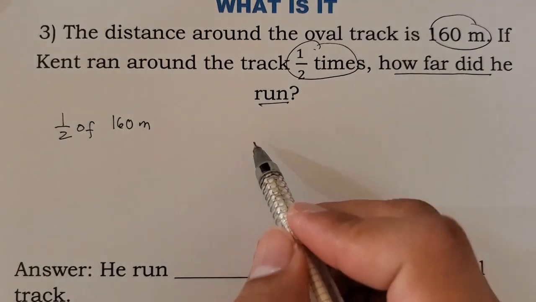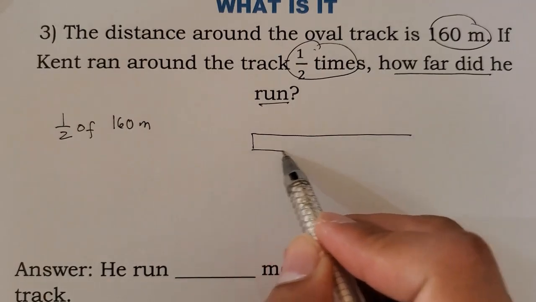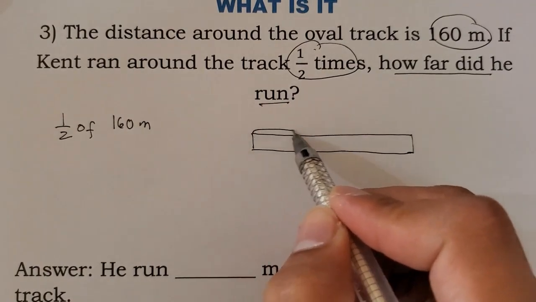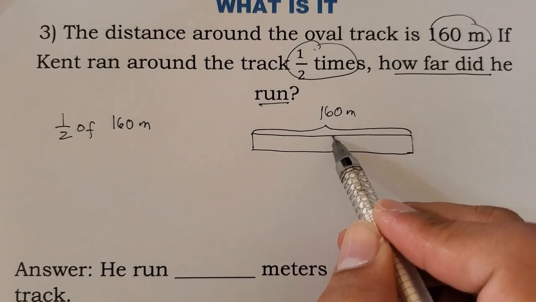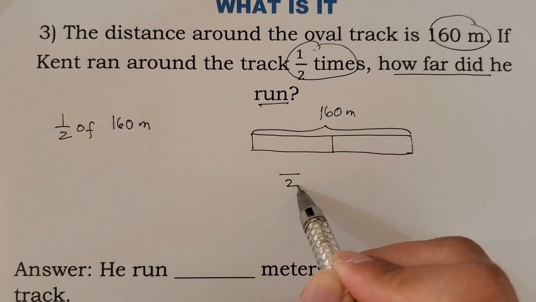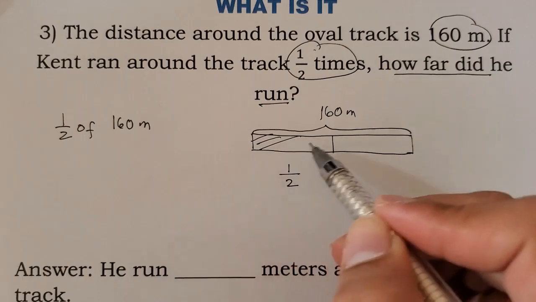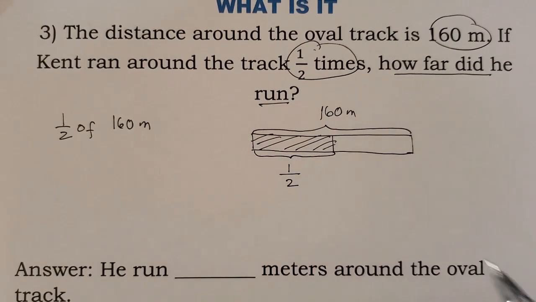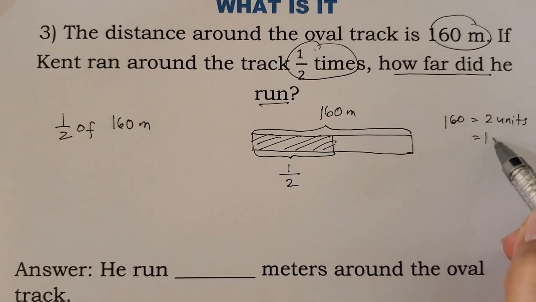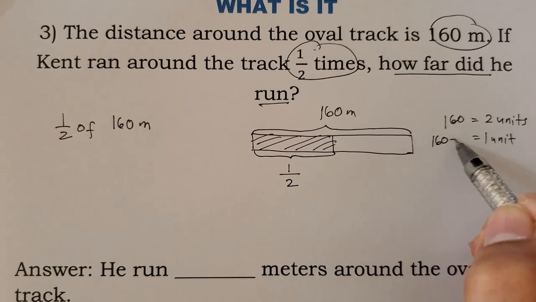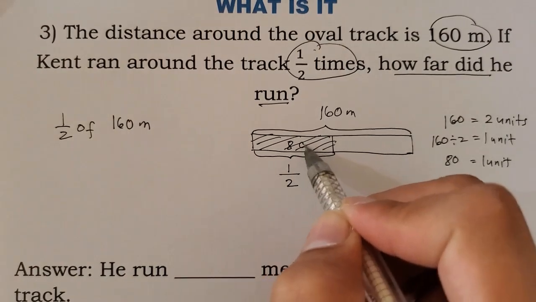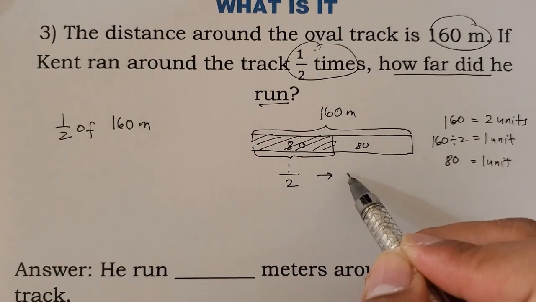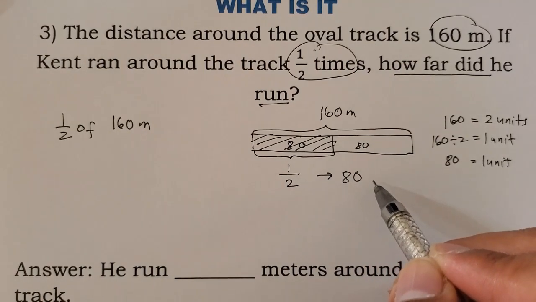As easy as that. Or you could also show it using the illustration, such as, for example, this is the entire oval, which is 160 meters, and you are only to get 1/2. So to get the 1/2 of that, you need to divide it into 2 equal parts and just shade one part. That's 1/2. And of course, 160 is equal to 2 units. So we need to get 1 unit. So that is equal to 160 divided by 2. So that is 80, 1 unit. So if this is 80, this is also 80. Therefore, the distance covered by Kent is 80 meters.